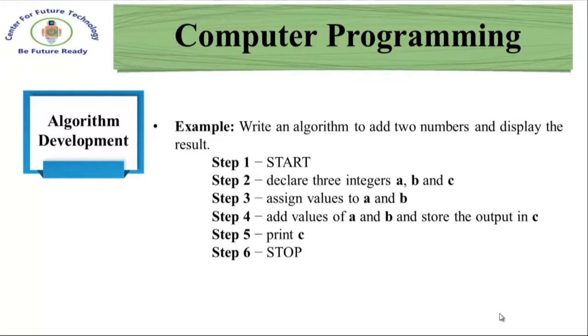Algorithm development in computer programming. Example, write an algorithm to add two numbers and print the result. Step 1, start. Step 2, declare three integers a, b and c. Step 3, assign values to a and b. Step 4, add values of a and b and store the output in c. Step 5, print the value of c. Step 6, stop.